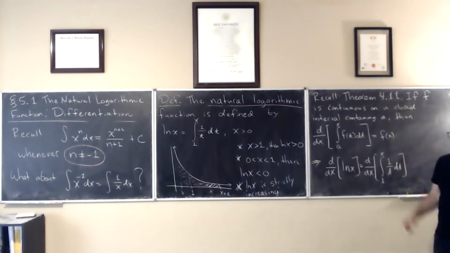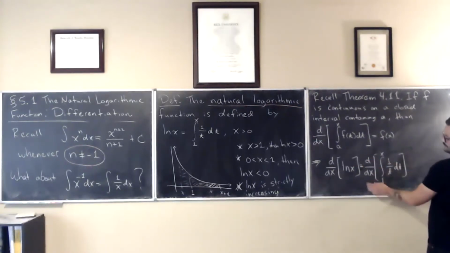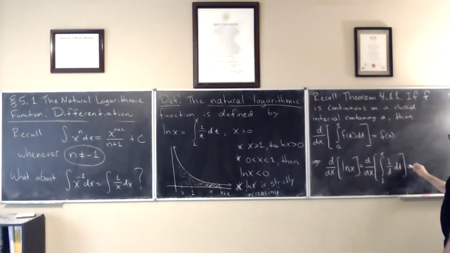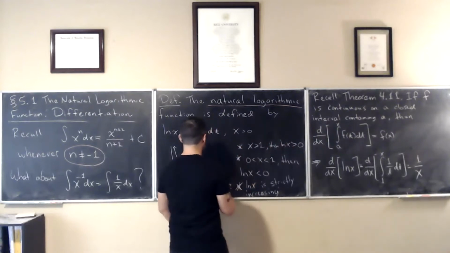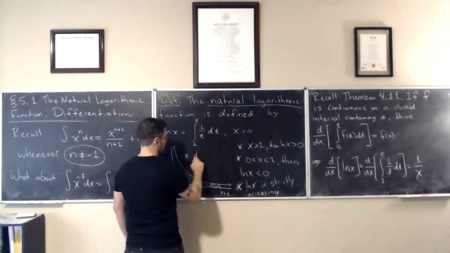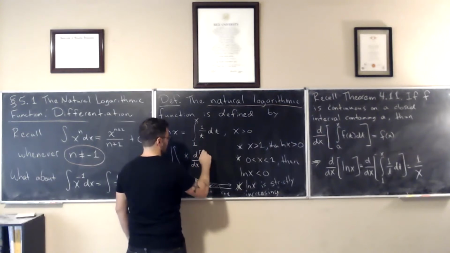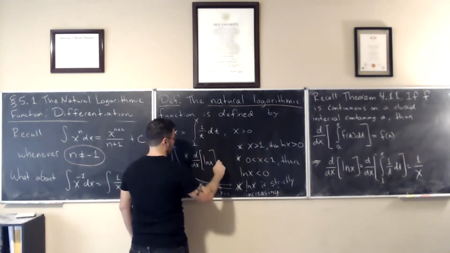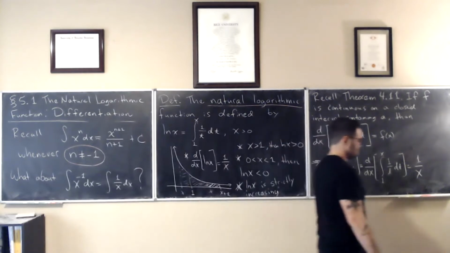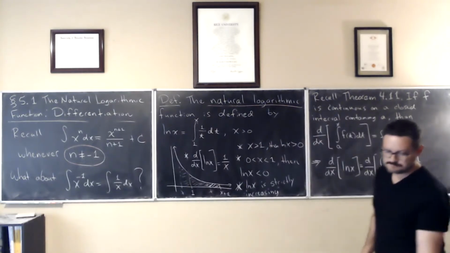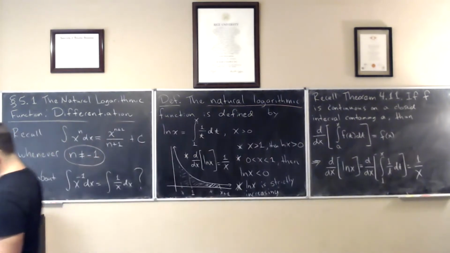And if we apply this theorem here, hopefully you can still see, we see that the derivative of this is going to be one over x. So this is another point to make about this definition. The derivative of the natural log of x is 1 over x.